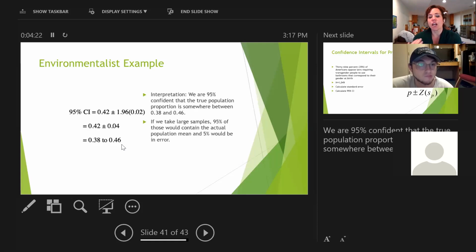What does that mean? So if we take a large sample, 95% of those would contain the actual population mean within that range. So with a large sample, I feel confident that that's the percentage or the proportion of that sample that would identify as environmentalist. Can you see, especially with politics, how important those values are and having a confidence interval?